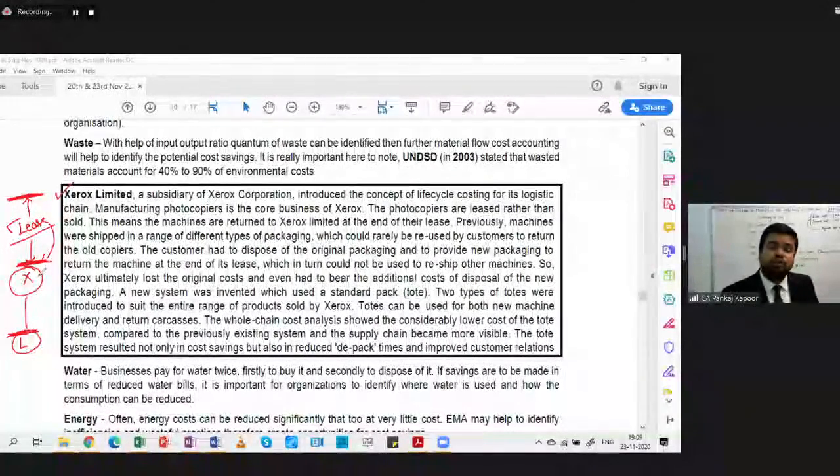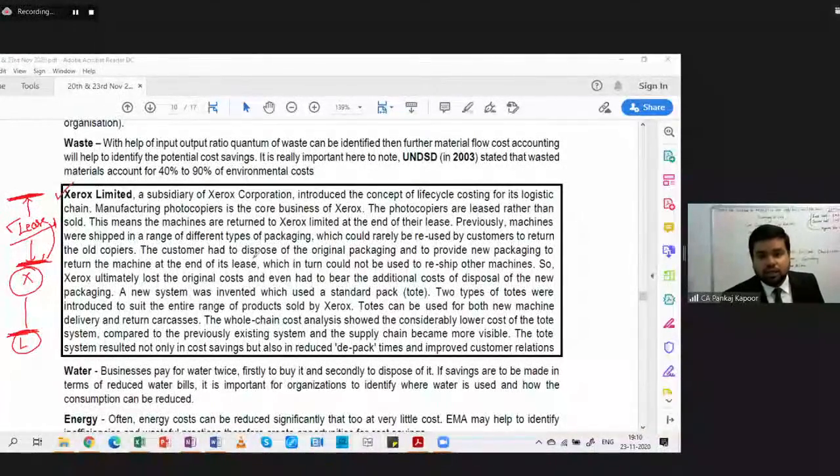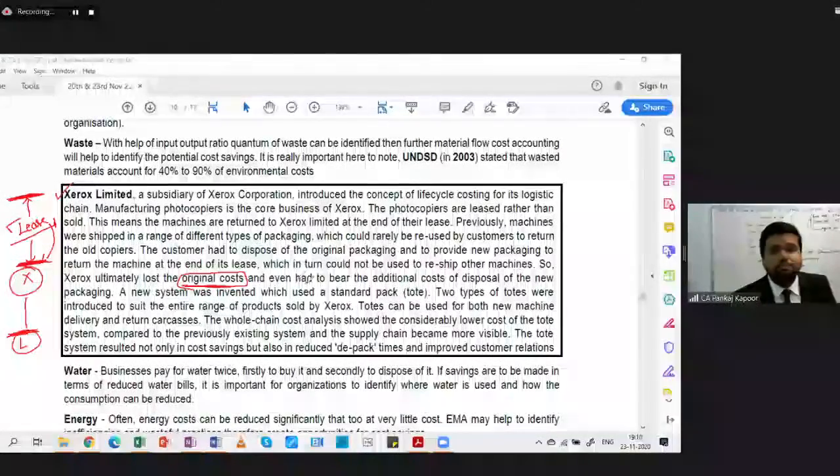Apart from that, Xerox needs to incur the packing disposal cost, because the packing in which the lessee packed the machine and sent it back to Xerox needs to be disposed of. Hence, Xerox needs to incur two sorts of cost. What are the two sorts of cost? The original cost of repacking, and then the additional cost of disposal of the packing, which was done by the lessee.